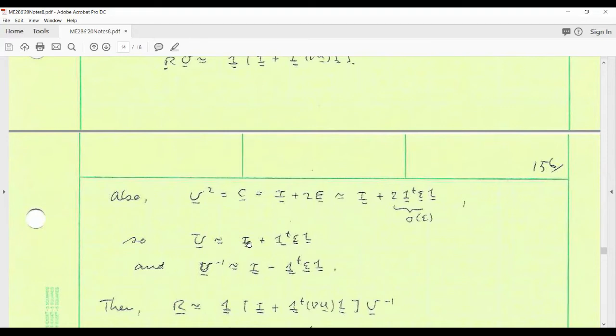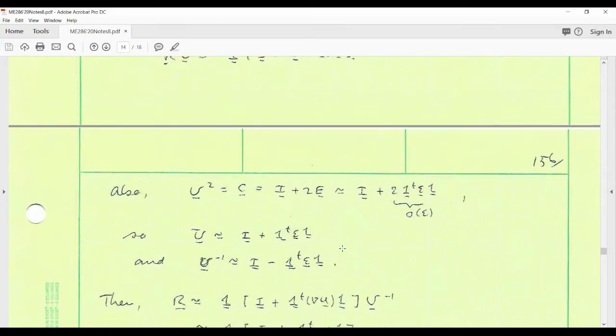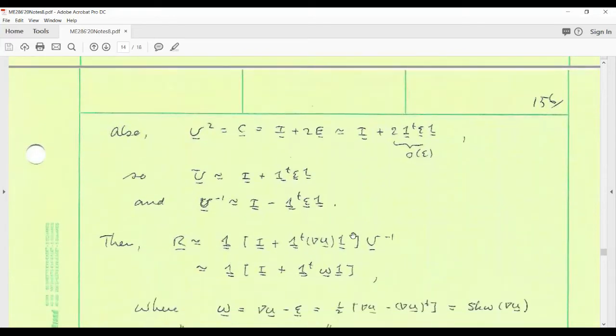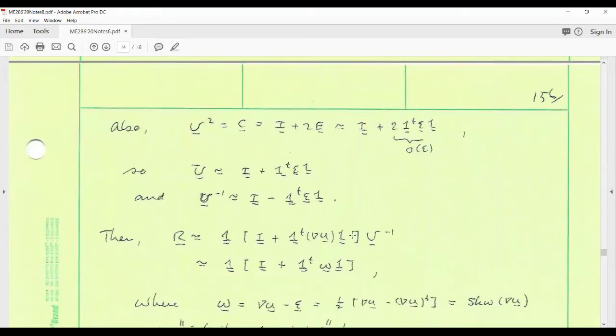Likewise, you can get the inverse immediately. So I should write here plus terms of order epsilon squared, but I'm being lazy about that. The inverse, again, is just replace the plus by a minus. The reason being is if you multiply these together, you'll get the referential identity if you neglect terms of order epsilon squared. So now that we have U inverse, we can evaluate or approximate the rotation factor in the polar decomposition.